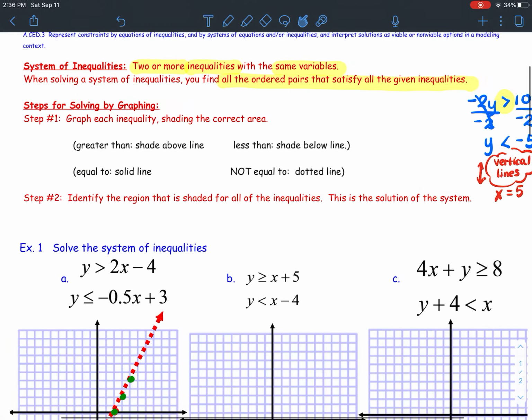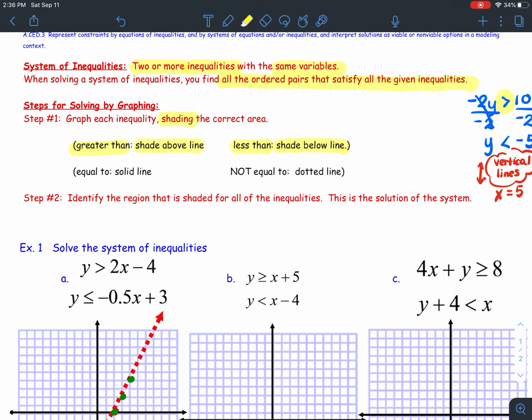Okay, so let's go back and take a look at these steps for solving by graphing. What you're asked to do first is graph each inequality and shade the correct area. I think that's going to be the new part here today. We didn't have any shading when these were equations, but we're going to be shading because we're talking about everything greater or less than our line. If it's greater than, we shade above the line, as opposed to if it's less than, then we shade below the line.